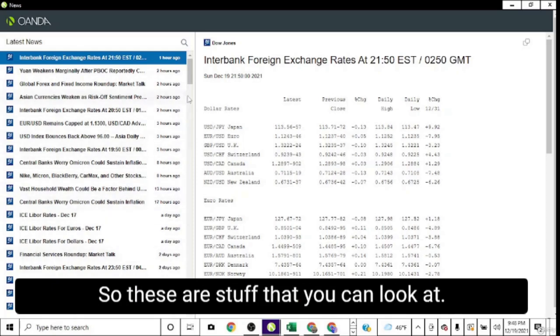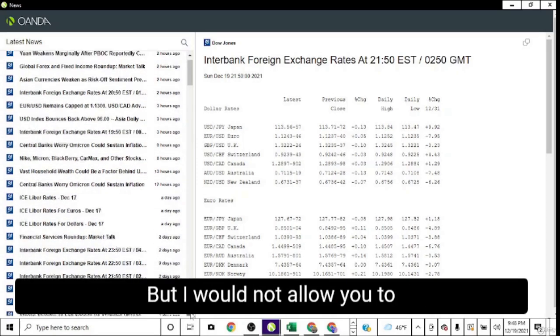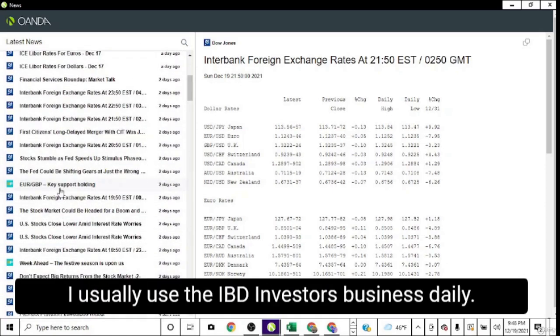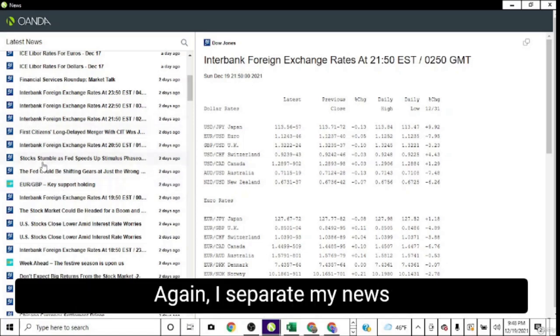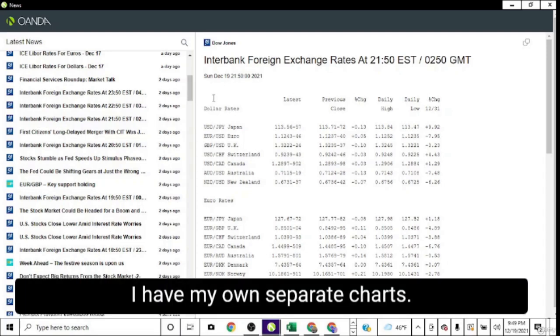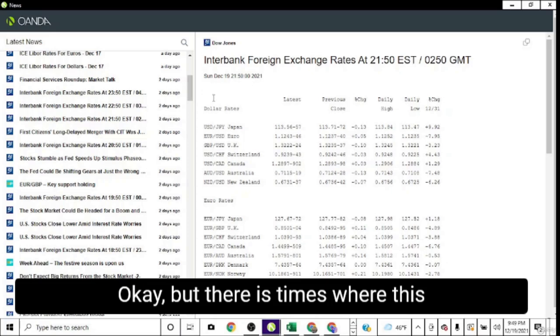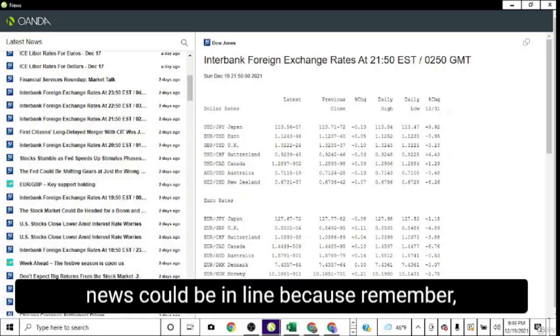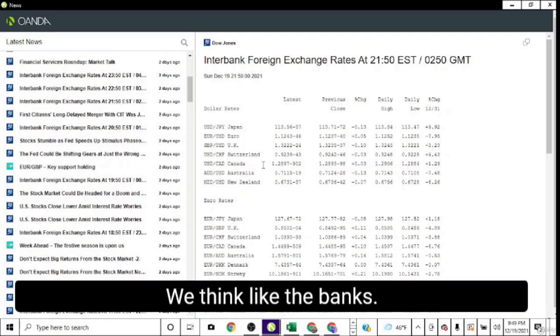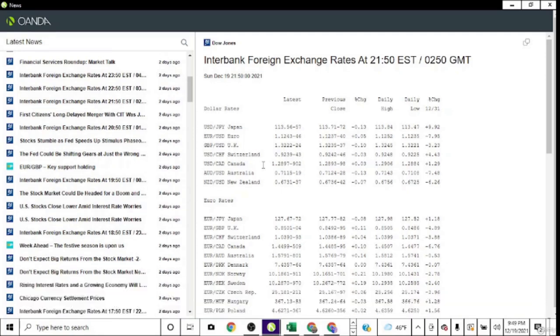So these are stuff that you can look at, but I would not allow you to get too deep into this information. I usually use the IBD, Investors Business Daily. Again, I separate my news even from this particular platform. I have my own separate news, my own separate charts, my own separate brokerage. But there are times where this news could be in line because remember, we don't think like the sheep, huh? We think like the what? The banks. So who's putting this information out?